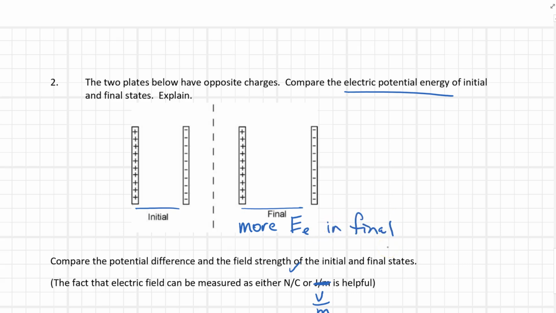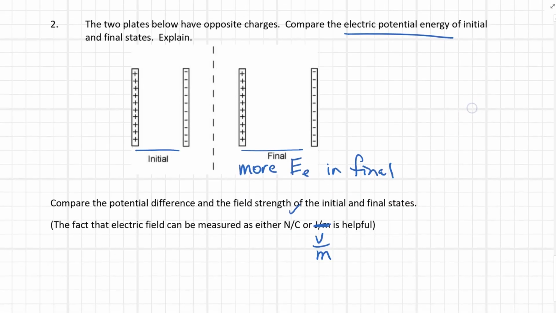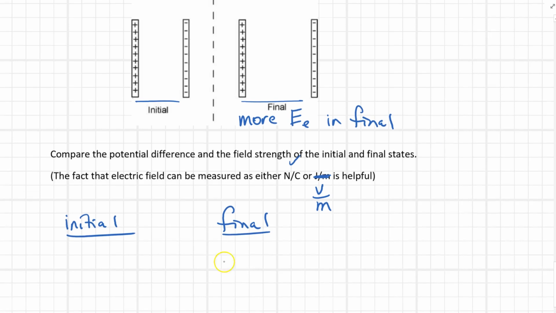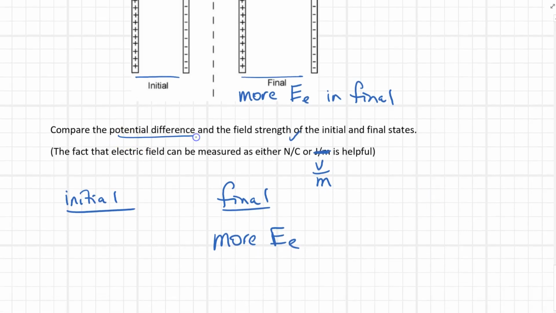Right, so we've done positive work, and it says compare the potential difference and the field strength of the initial and final changes. Well, okay, so first of all, between the initial and final, we're saying there's more E. And now we're wondering about potential difference. So what about the potential difference? How do you figure out potential difference?